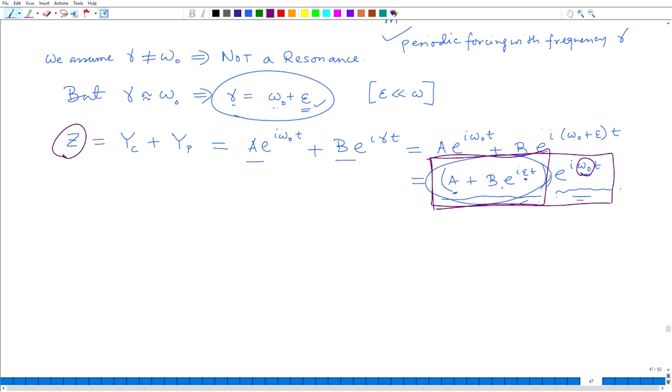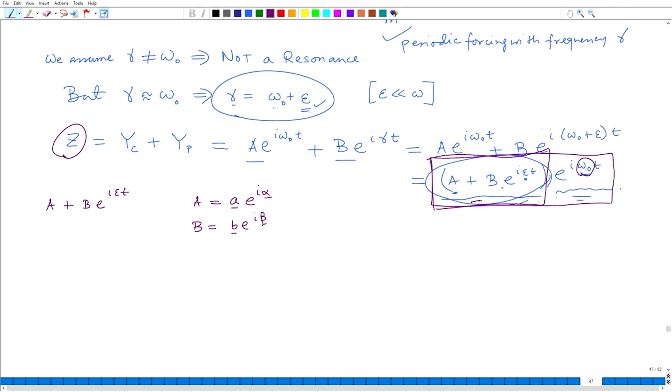Okay. So, what can we do with this term? The amplitude is A plus B e to the I epsilon t. Now, A is a complex amplitude, I can write that as some A e to the power I alpha. So, A and alpha are now real. B is equal to B e to the power I beta, again B and beta are real.